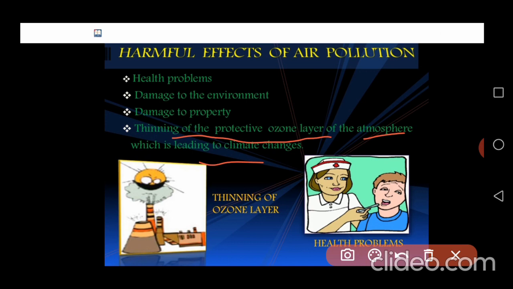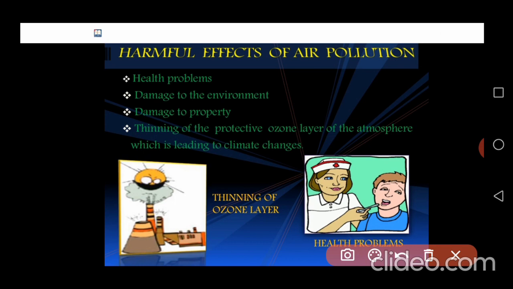Because of ozone depletion, some climatic changes take place on the earth: an increase in temperature, and effects on the growth of plants and other organisms also. Understand? So these are all the harmful effects of air pollution.